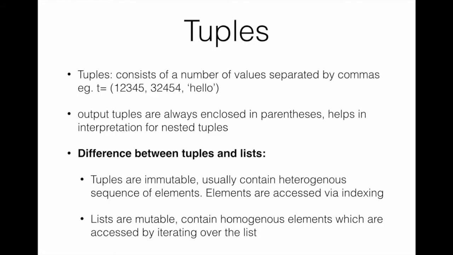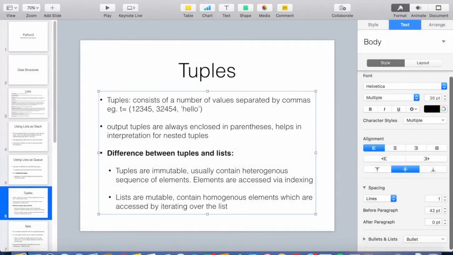So what are the differences between tuples and lists? First of all, tuples are immutable, and they usually contain a heterogeneous sequence of elements, which are accessed through indexing. So if you want to access hello in tuple t, you just use the index 2. Lists, on the other hand, are mutable, and they usually contain homogeneous elements which are accessed by iterating over the list.